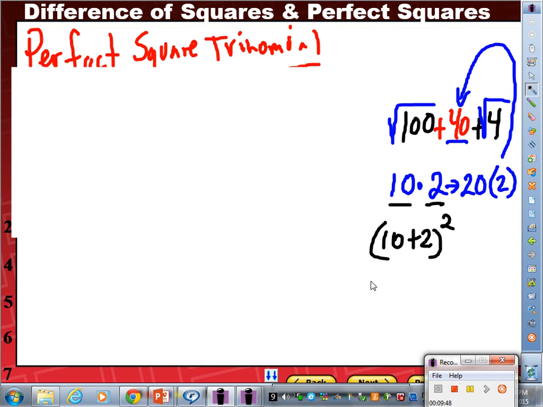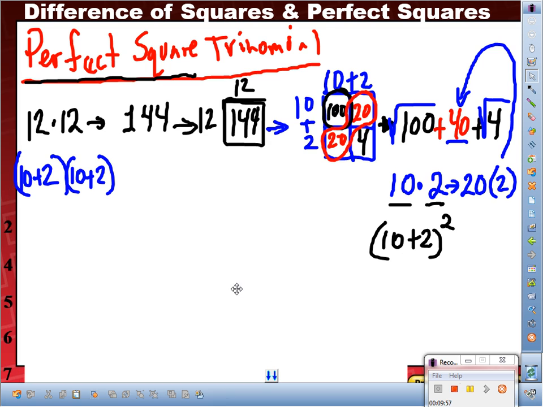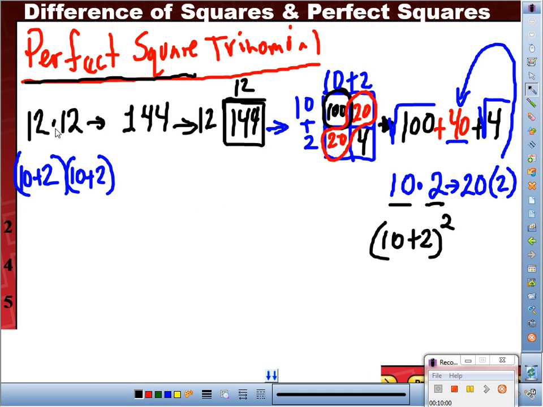Next. So now we know what it looks like. Let me double check to see if we got this. Let me move this out of the way. I said 12 times 12 is 144, and 144 is a perfect square, yes? Because if we put it in a square, 144 comes from 12 times 12. That makes it a perfect square number, yes?